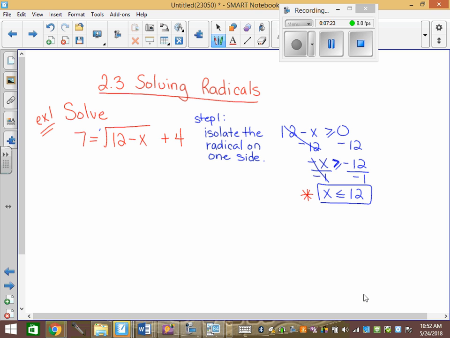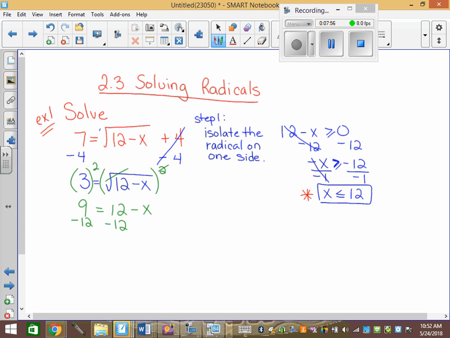So I'm going to subtract the 4. And I'm going to get 3 equals square root of 12 minus x. And now squaring it would actually be helpful. Because when you square a square root, what happens? It's gone. So now I have 9 equals 12 minus x, and I have grade 10 math. Grade 8, 9 math. What do I do? Subtract the 12. Negative 3 equals negative x. Then what?